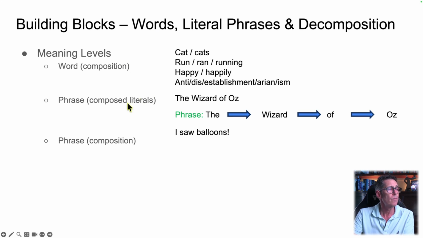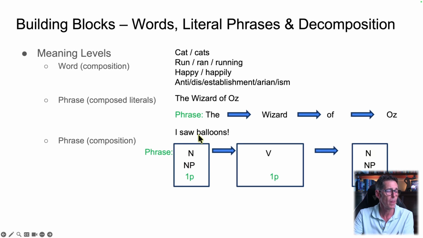There's literals like the Wizard of Oz, which is a sequence of words in English. That sequence of words means a book. It can also be interpreted in the way of composition. So here we can see how traditionally we would understand the composition of I saw balloons. It starts by having some rules where I is a type of noun, saw is a type of verb, and balloons is a type of noun.